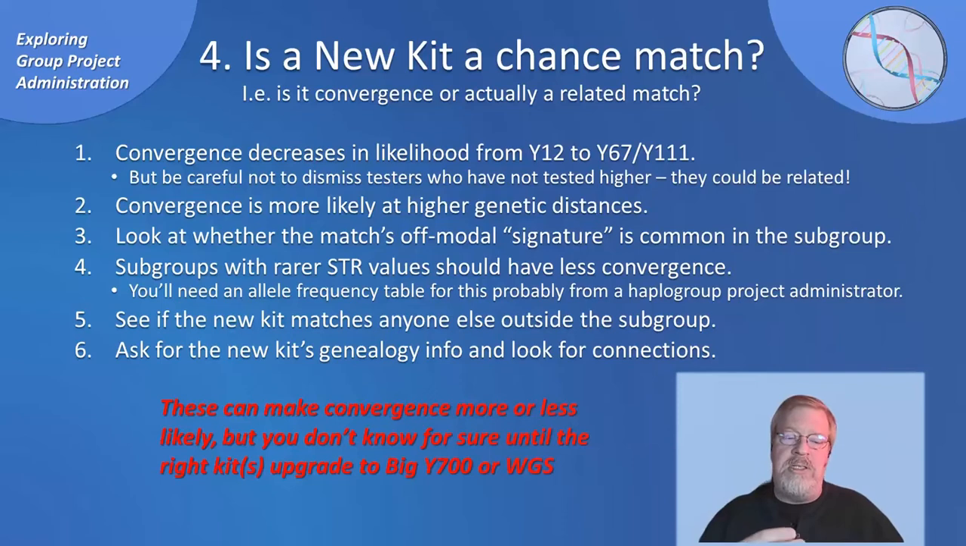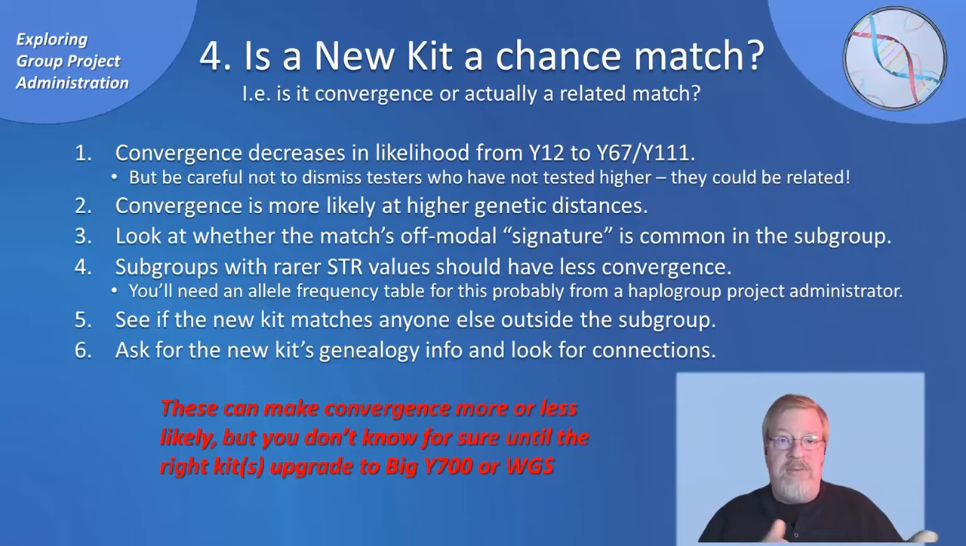Number 4 is that subgroups with rarer STR values are less likely to be affected by convergence. Now, to know if the values are rare, you'll have to get an allele frequency table, which is usually only built by haplogroup project admins. So you'll need to go to a haplogroup project admin and say, have you got one for the subgroup that I'm interested in? If they do, you can look up and see, for instance, that a particular subgroup has a rare set of values for certain STRs.